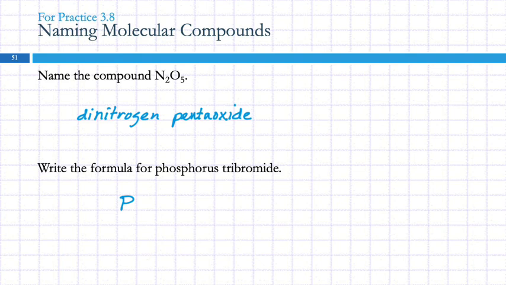Okay, what's the second element? Bromine. So Br, and the tri tells me there's 3. PBr3.